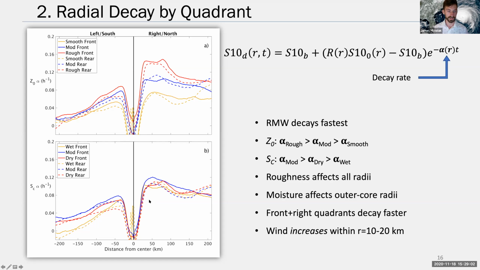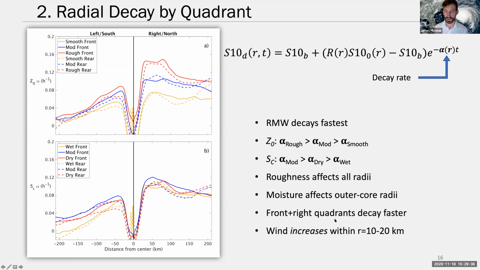The relationship for SC is a little bit more complicated. So we see that the moderate case actually features the highest decay rate, which is kind of weird. The smooth case features kind of the lowest decay rate. And the sensitivity really manifests itself within the outer core, and especially to the left of the storm. There's really not much of a difference at the initial radius of maximum winds. There's a little bit, but especially not as much on the right side. Really the sensitivity lies in the outer core.